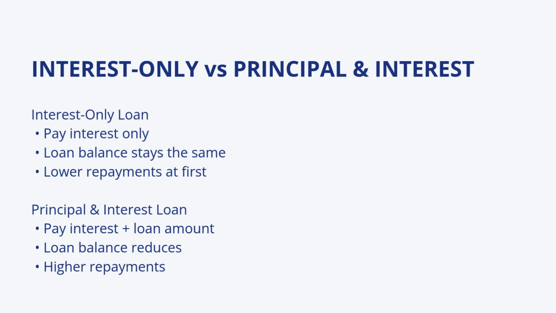An interest-only loan means repayments only cover the interest charged, so the loan balance does not reduce. A principal and interest loan means repayments cover both interest and part of the loan, so the balance reduces over time. Different loan types affect cash flow and how quickly debt is repaid.